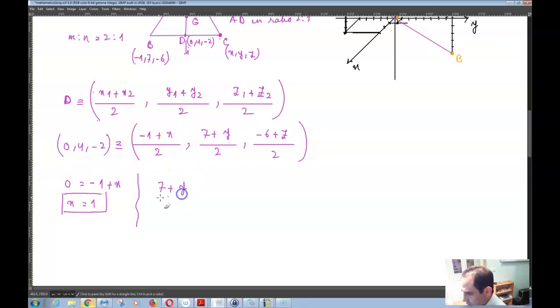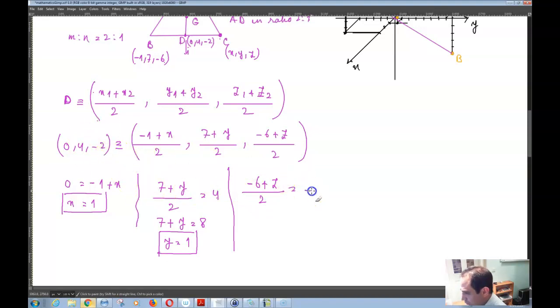7 plus y over 2 is equal to 4. 7 plus y is equal to 8. So y is equal to 8 minus 7, which is equal to 1. And negative 6 plus z over 2 is equal to negative 2. So negative 6 plus z is equal to negative 4. Z is equal to negative 4 plus 6. Z is equal to 2. So the coordinates of this point would be then 1, 1, and 2.